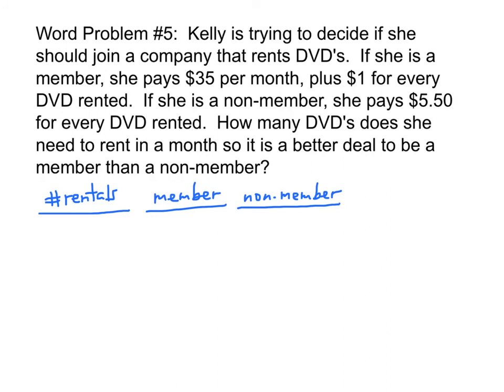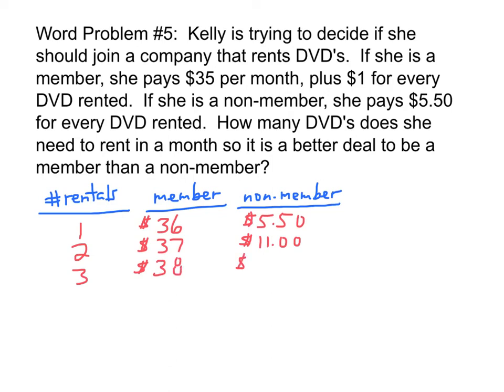One way you could solve this is to set up a chart. You see that I have 3 different columns here. According to the information, if Kelly has 1 rental, as a member she's going to pay $36, $35 for the monthly fee plus the dollar. If she's a non-member, she would pay $5.50. 2 rentals means that she would pay $37 as a member, $11 as a non-member. I could continue with this and come up with the numbers. I'm not going to do all of them, but you can see as I put the numbers in.